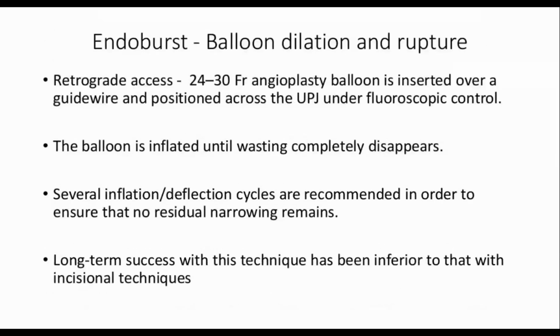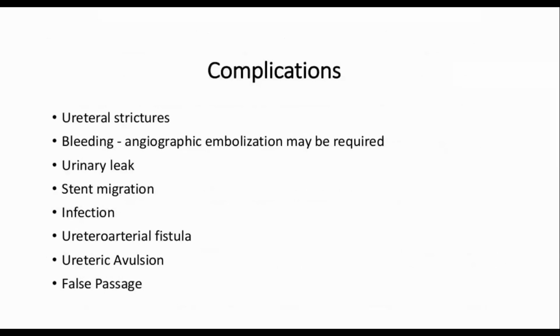There is another technique called endoballoon dilatation and rupture. A retrograde access is made and a 24 to 30 French angioplasty balloon catheter is inserted and the balloon is inflated. But these techniques are now less frequently used as they have a very low success rate of around 30 to 40%.